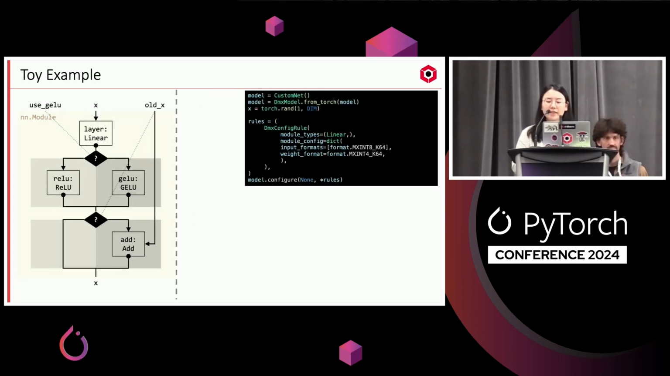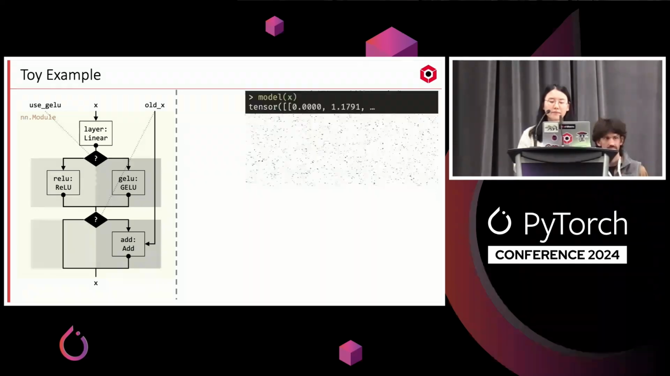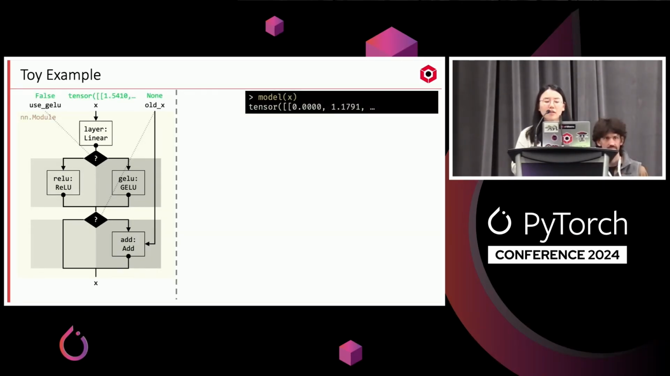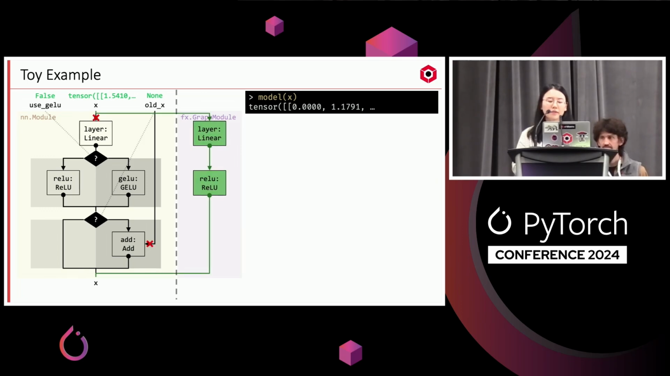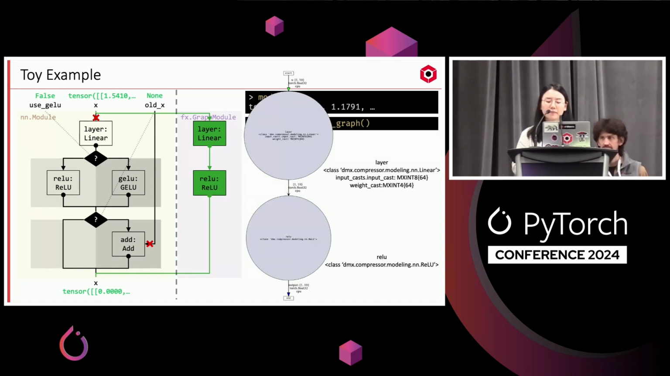When the dmx-compressor API is invoked, it starts with a custom net instance. Wrapping this instance into a DMX model initially does not trigger tracing or transformation, and the quantization configuration rules are registered to the model by calling the configure method. When the forward function is called, the input is inspected, triggering tracing and producing a graph module. To make things clearer, we provide a tool to visualize the graph module. While the text might be small, we've enlarged it on the right.